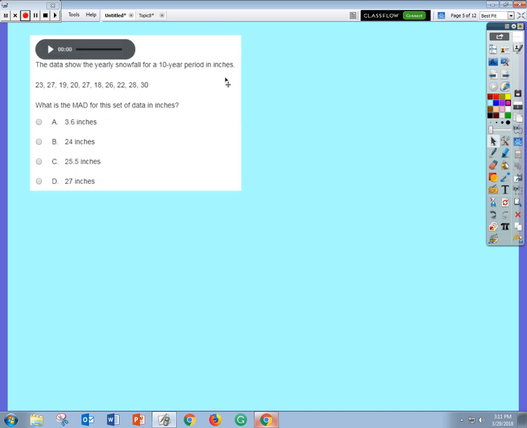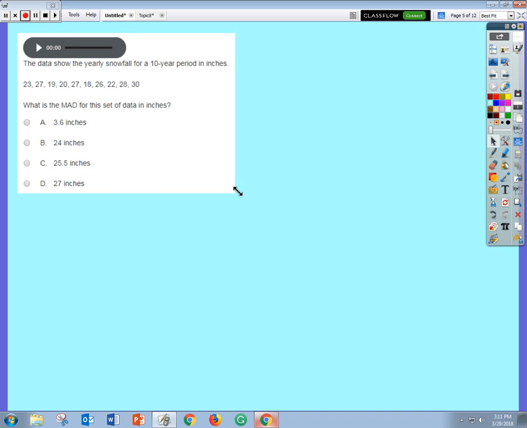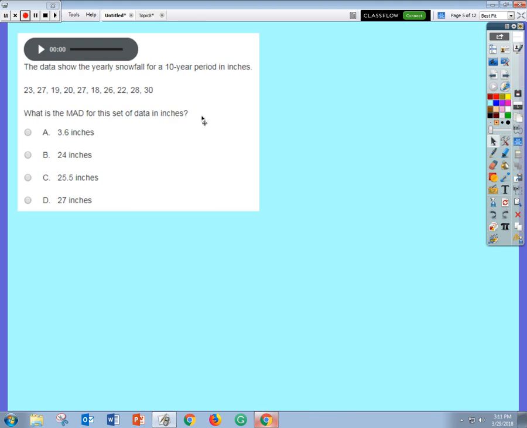Let's take a look here. It says, the data for the 10-year period in inches. I've got to do 10 years, and I have to find what's the MAD. First thing I have to do, I don't need to put these numbers in order from least to greatest. I'm doing MAD. I have 23 here. I'll do 27 underneath.